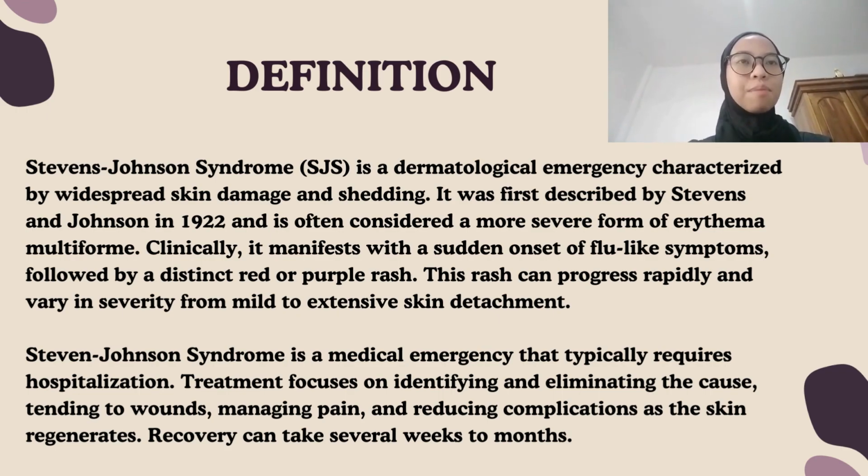So, Stevens-Johnson syndrome is a dermatological emergency characterized by widespread skin damage or shedding. It was first described by Stevens and Johnson in 1922 and is often considered a more severe form of erythema multiforme. Clinically, it manifests with a sudden onset of flu-like symptoms followed by a distinct red or purple rash. This rash can progress rapidly and vary in severity from mild to extensive skin detachment.